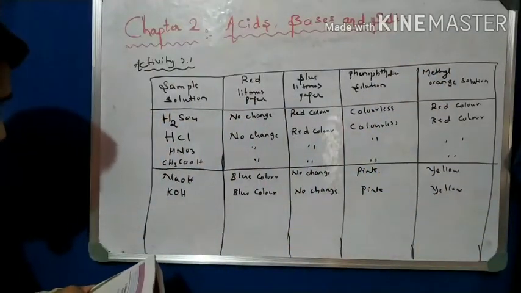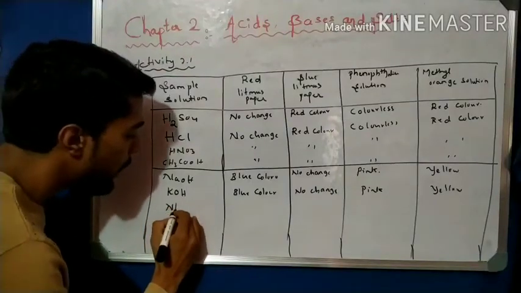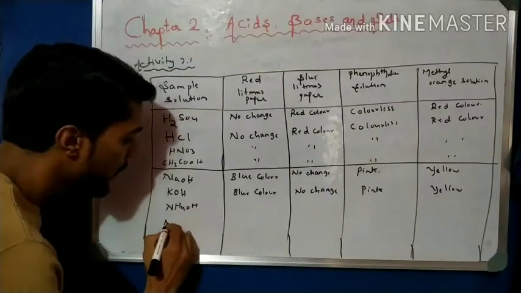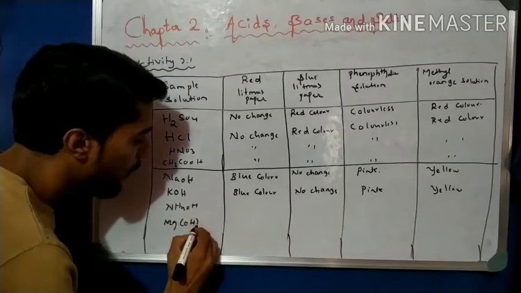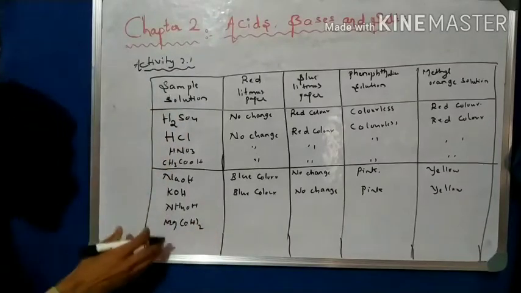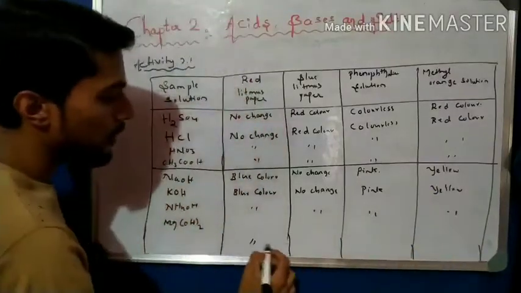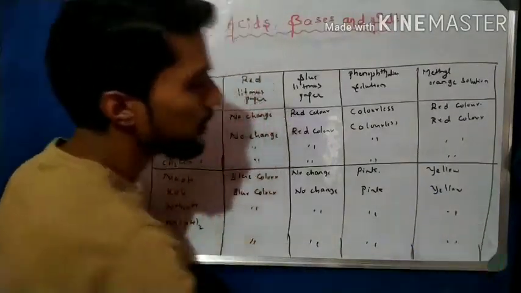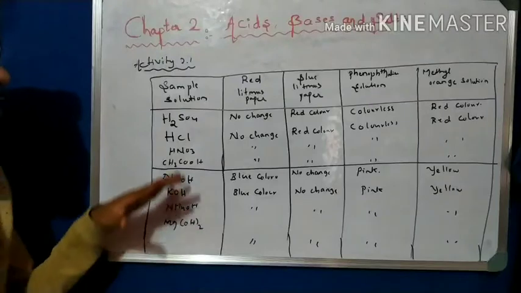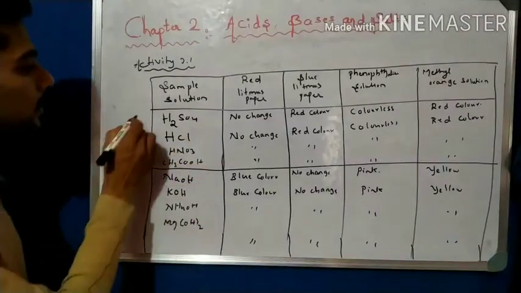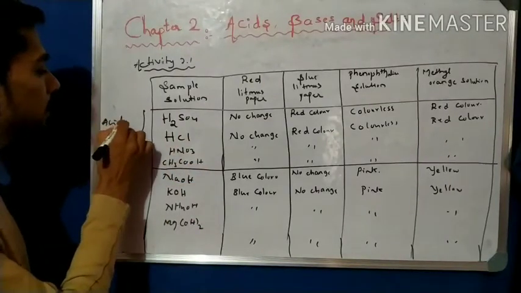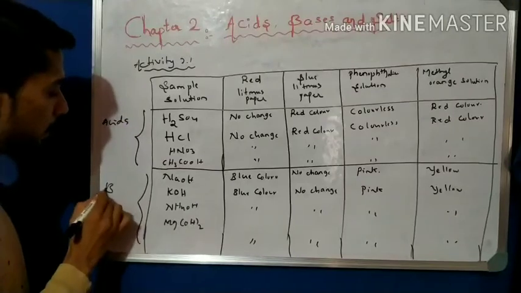Next, we come to another one. This is ammonium hydroxide, and another one is magnesium hydroxide. So here, this is also a base. Same as it is, as it is. So here we observe two categories: one category is acids, and the other category is bases.